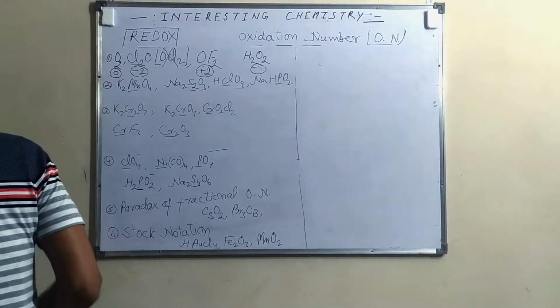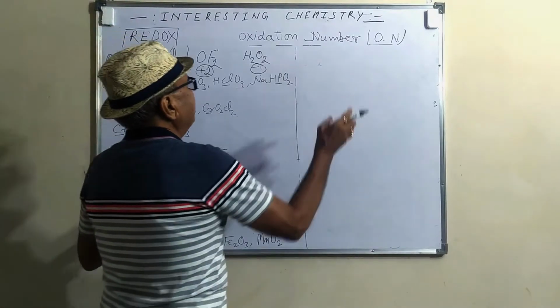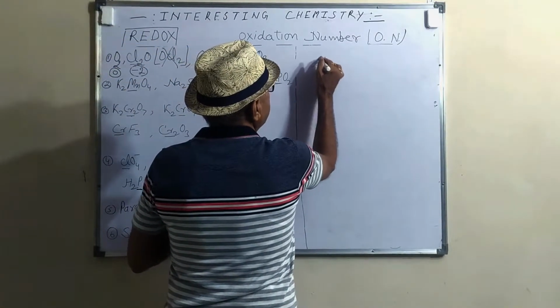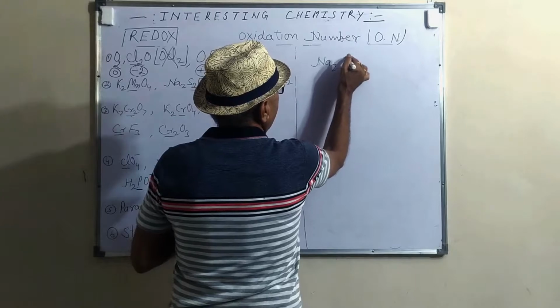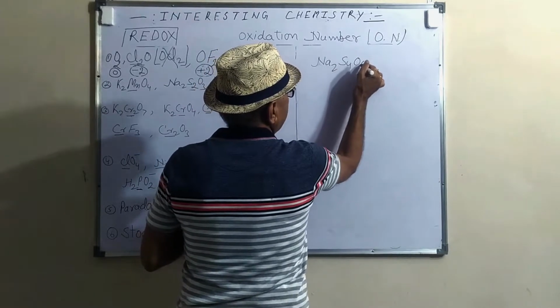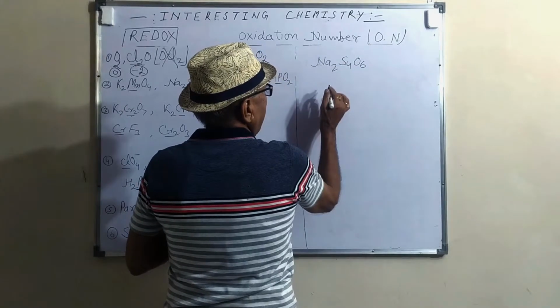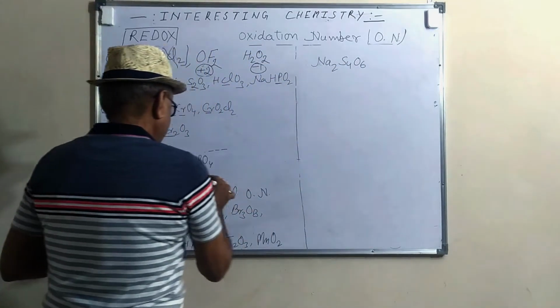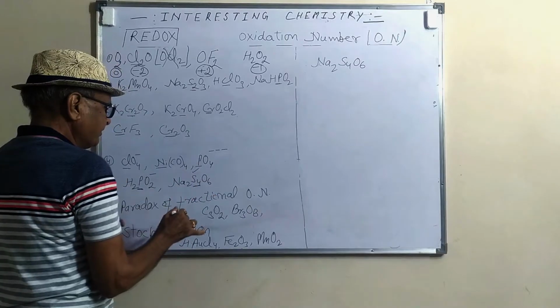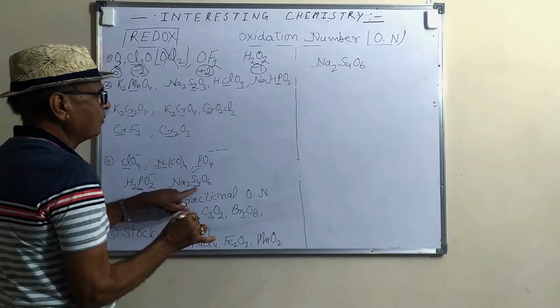Tetra means 4, sorry. Na2S4O6, tetrathionate, S4, tetra. So what is the oxidation number? What will be the oxidation number of S4?